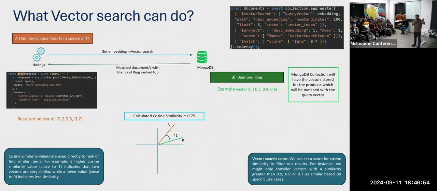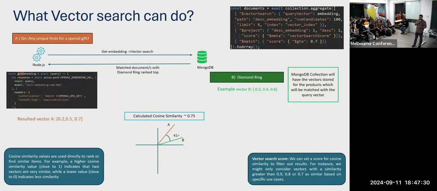And then Node.js uses this numerical representation to search the MongoDB collection. In the MongoDB collection, we may have thousands of products in a real-time site. So MongoDB will have all the vectors stored for all those 1,000 products. So this is how we do the search. We perform a vector search, and MongoDB returns similar documents such as diamond ring or some other products, with the diamond ring being the top primary document.